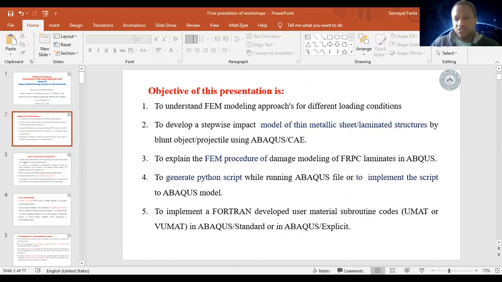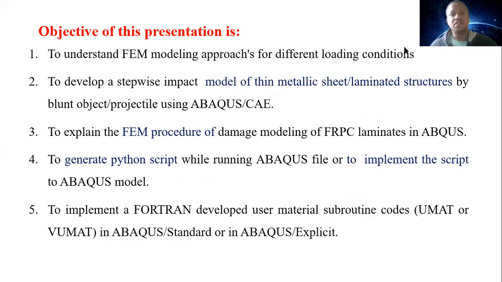The objective of this presentation is to understand the finite element method, FEM, modeling approach for different loading scenarios, to develop a stepwise impact model of a thin metallic sheet, either of laminated structure or other metallic structure, which is impacted by a blunt projectile, and using Abaqus CAE to explain the FEM procedures of damage modeling of fiber reinforced polymer composite laminates in Abaqus, to generate the Python script while running the Abaqus file, or to implement the script to the Abaqus model, and to implement the Fortran developed user material subroutine codes like UMAT and VUMAT codes in Abaqus Standard or in Abaqus Explicit.